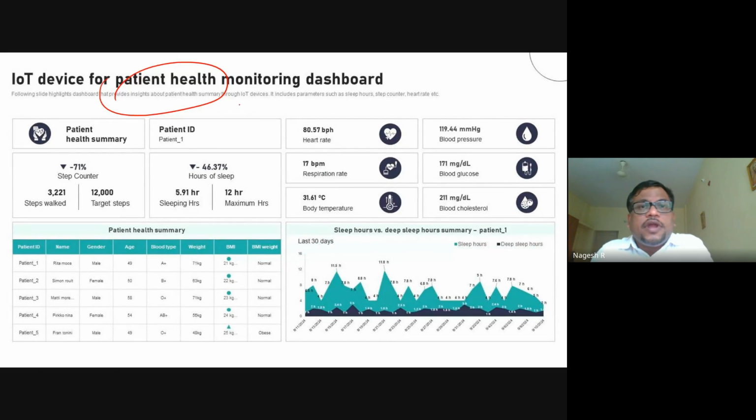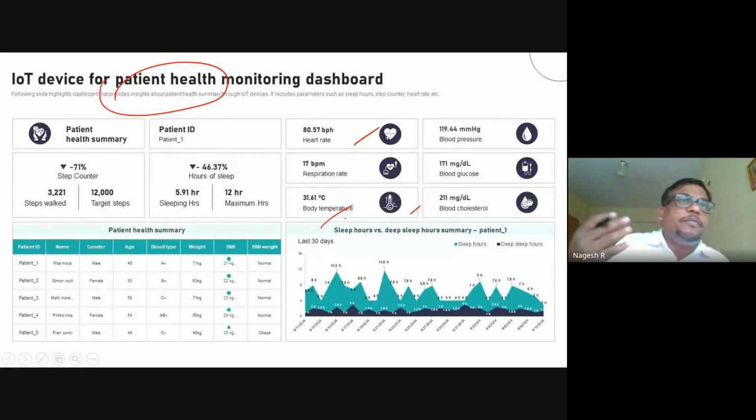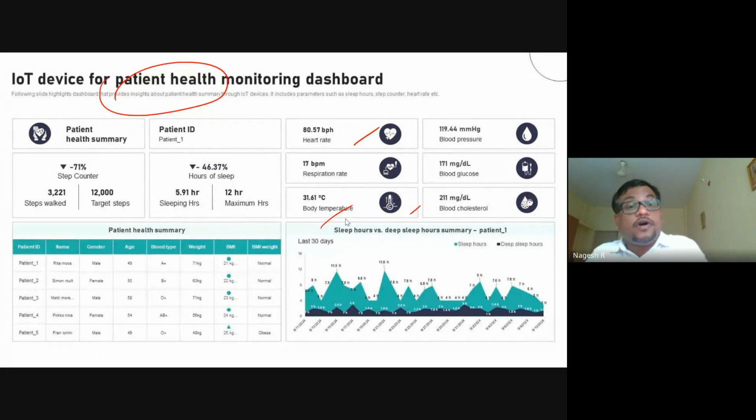This is a dashboard of patient health monitoring. Patient health monitoring through IoT devices shows sleep hours, what his BP was, blood cholesterol, and body temperature. This can be viewed by the patient as well as the doctor to get a real-time view of tracking.